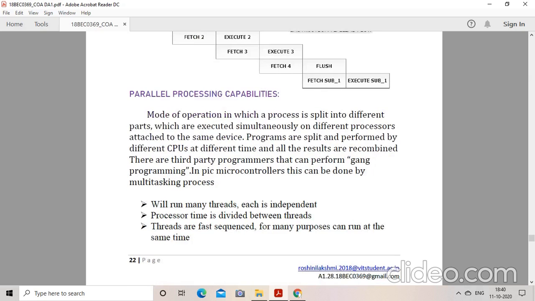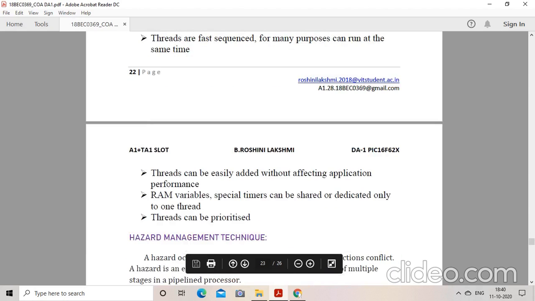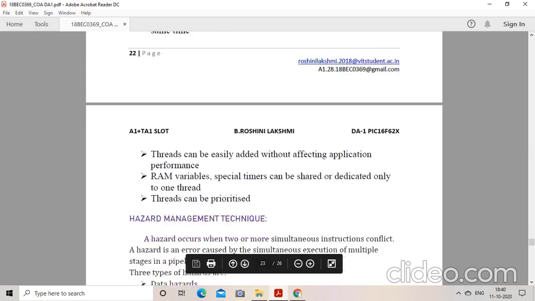Parallel processing capabilities. It will run many threads, each is independent. Processor time is divided between threads. Threads for many purposes can run at the same time. Threads can be easily added without affecting application performance. RAM variables and special timers can be shared or dedicated only to one thread. Threads can be prioritized.